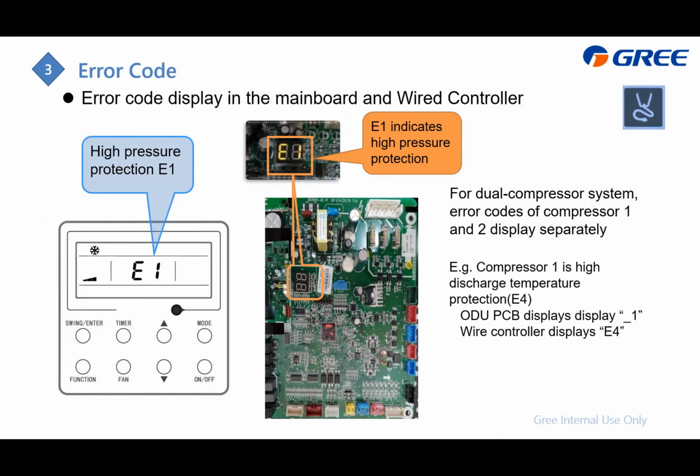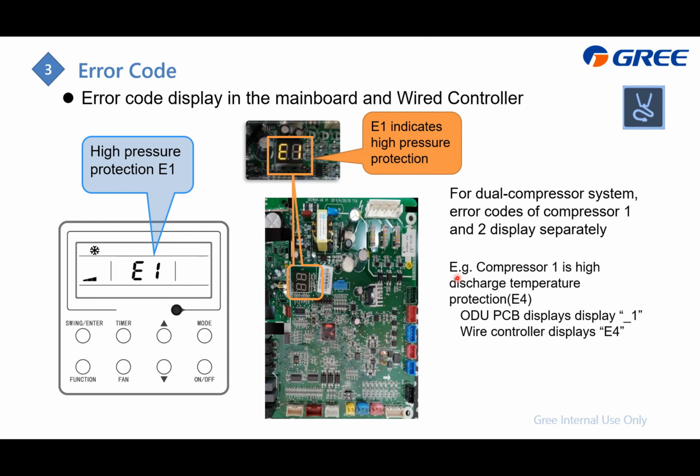Error code. That means if a malfunction occurs, the system will display the error code, and it will be easier for you to do the maintenance. There are two locations to display it. One is at the wire controller, the other one is at the PCB. And even for a two compressor system, we will take turns to display the error code to indicate which compressor is malfunctioning.